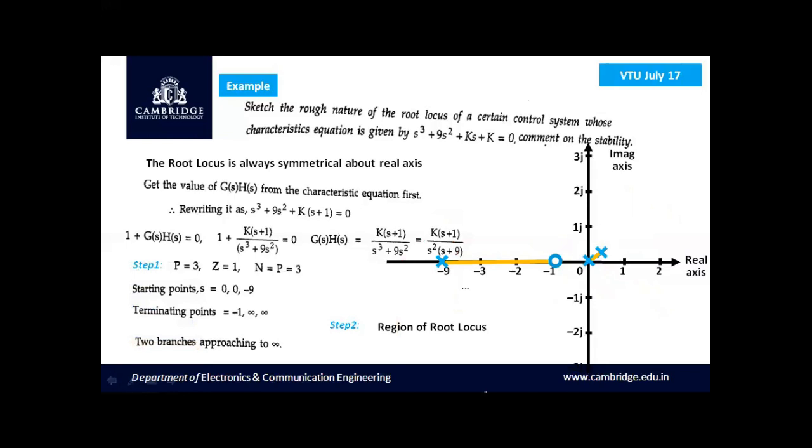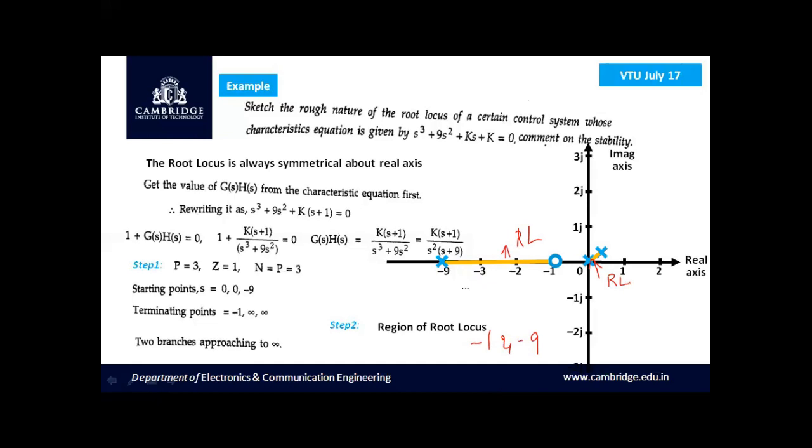Hence, I can say that root locus exists between -1 and -9. This is the region of root locus. And as it is a multiple pole location, this also I can make as a region of root locus.